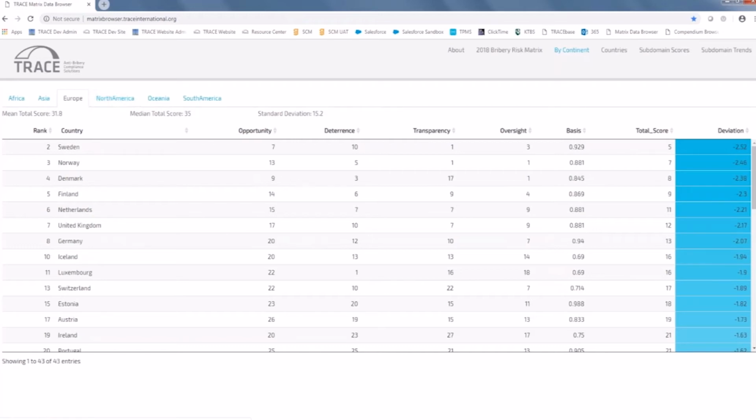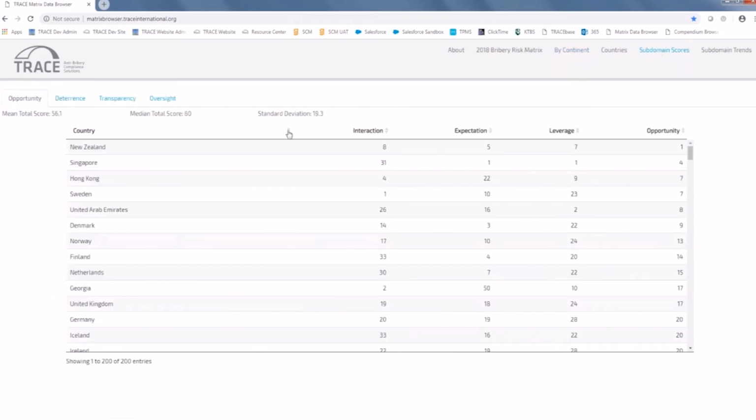And again, grouping them by physical continent is a very crude way of doing it. So I wouldn't put too much stock in that comparison, but it can nevertheless be something that one is curious about, interested in, and so that's why we have that there. Skipping over countries for the moment, we have a similar thing here with subdomain scores.